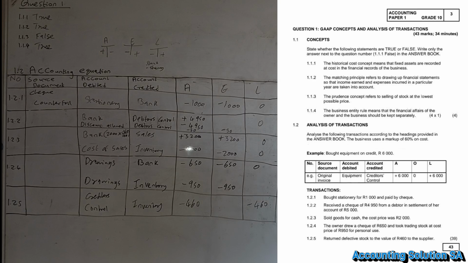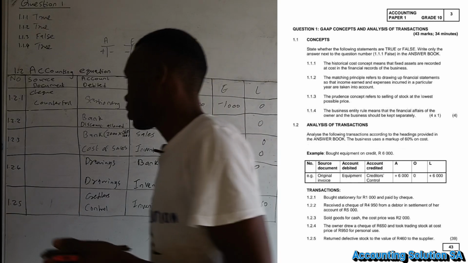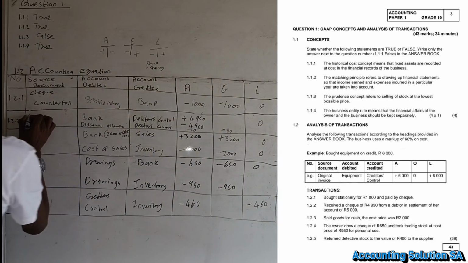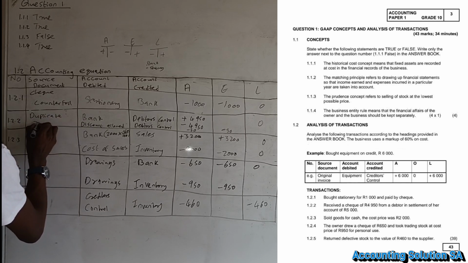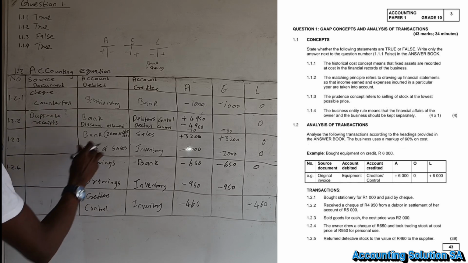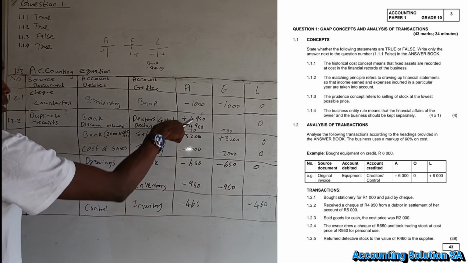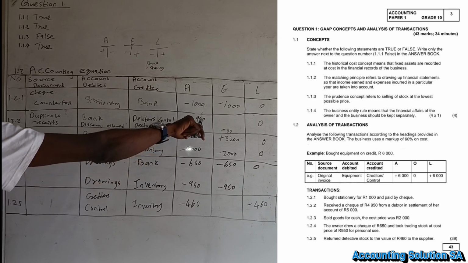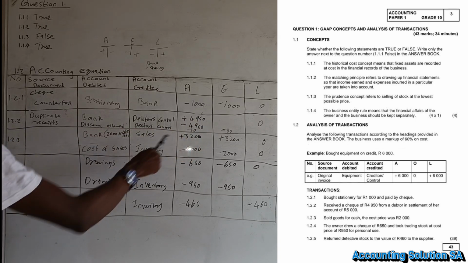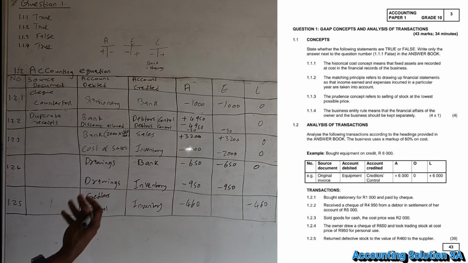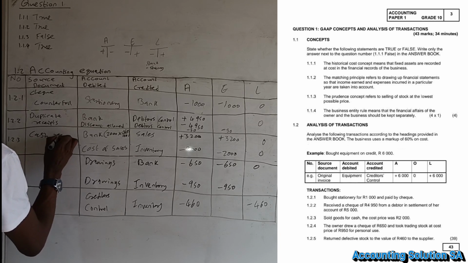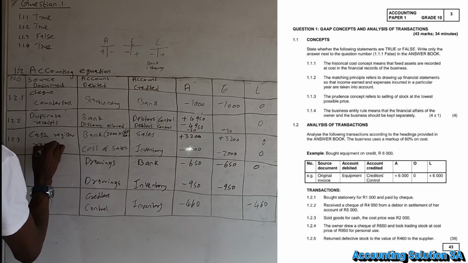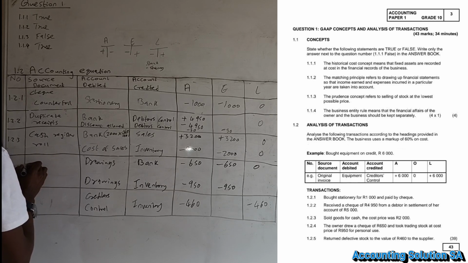All right. Then the last part, guys, you have to make sure that you know the source documents. For transaction number two, we have a duplicate receipt. It's duplicate because the person that was owing us, he was owing us 5,000, but he paid 4,950. And the other one is discount. That's why we call it duplicate. It means double. Okay. Then the other one is cash register roll. Okay. We receive cash here for sales.